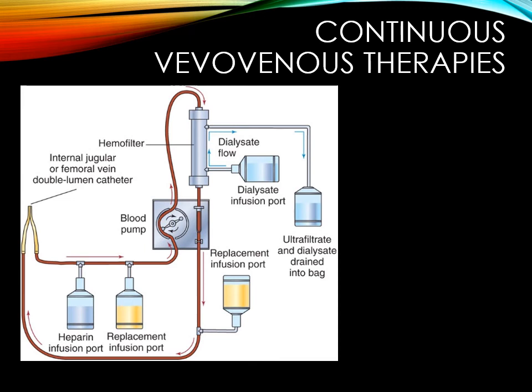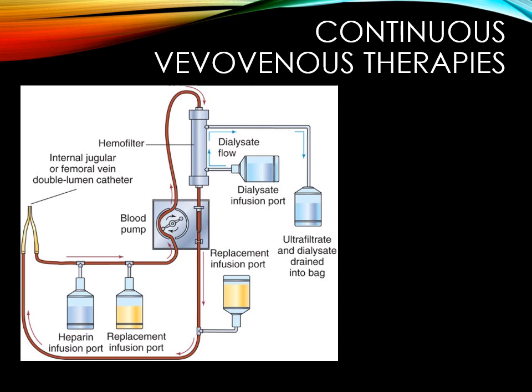Under the influence of hydrostatic pressure and osmotic pressure, water and non-protein solutes pass out of the filter into the extracapillary space and drain through the ultrafilter port into a collection device, a drain bag. The remaining fluid continues through the filter and returns to the patient via the return port of the double lumen catheter. As ultrafiltrate drains from the hemofilter, fluid and electrolyte replacements can be infused through a port located before and after the filter as the blood returns to the patient.